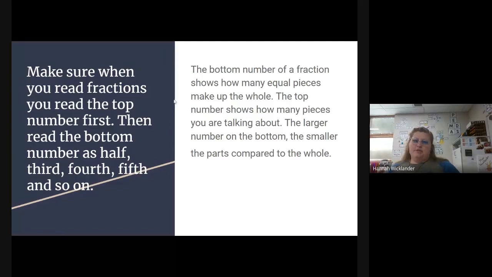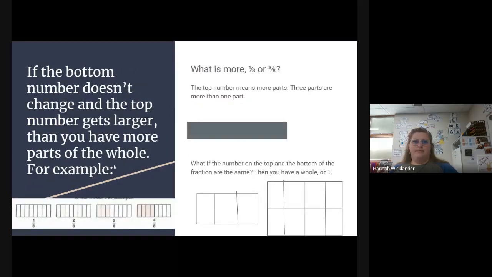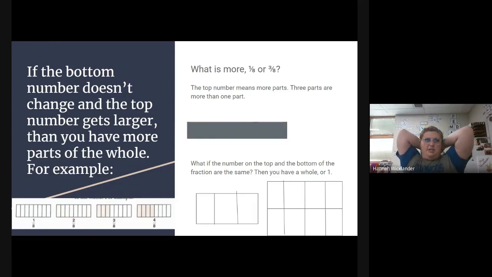The bottom number shows how many pieces make up the whole. The top number shows what you're talking about. So the larger the number on the bottom, the smaller the parts compared to the whole. If the bottom number doesn't change and the top number gets larger, then you have more parts of the whole. For example, 1/8, 2/8, 3/8, or 4/8. So the denominator stays the same, but the numerator gets larger. You're just talking about more parts of the whole.